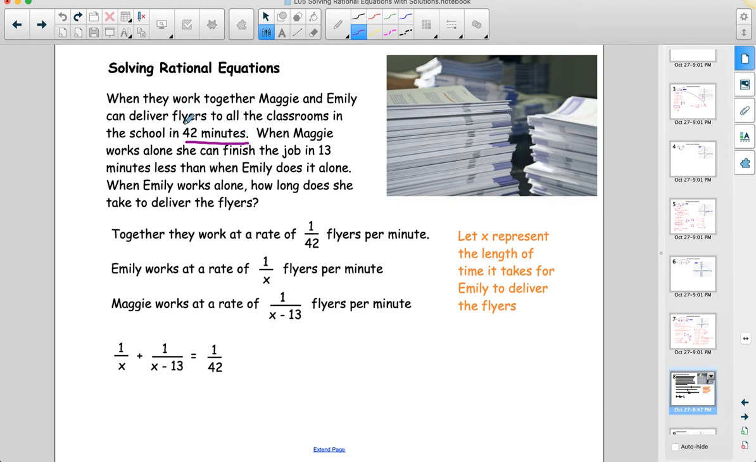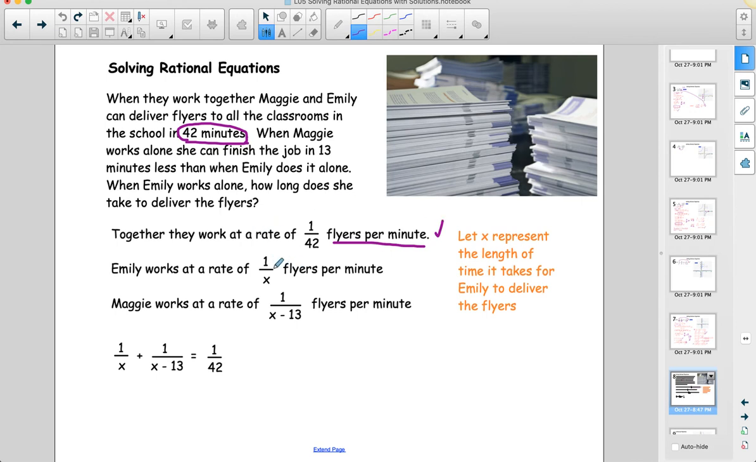So I'm going to walk through this example with you. When Maggie and Emily deliver flyers to all the classrooms in the school, when they work together, it takes 42 minutes. I'm going to change that to a rate. So working together, they can deliver 1/42 of a flyer per minute. All of these problems will be done the same way. You're going to have to take this and use the reciprocal to figure out flyers per minute. All the flyers, which we don't know how many there were, are delivered in 42 minutes, but I can guarantee then that 1/42 of a flyer per minute was delivered.